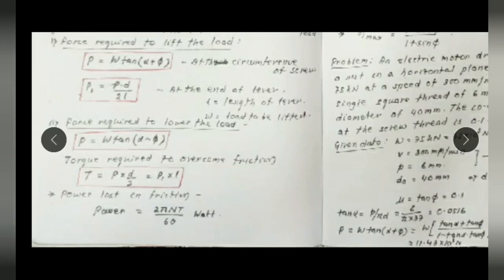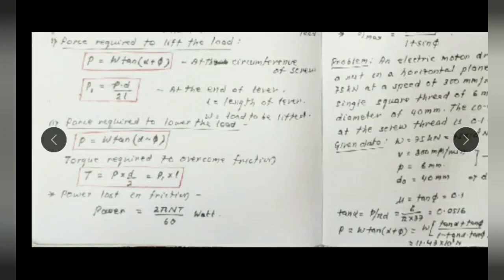Then the frictional torque required to overcome friction. What is the amount of torque to be used to overcome the friction? The formula is T equals P into D by 2, equal to P1 into L, where P is the force required at the circumference and P1 is the force required at the end of the lever. The torque must be in Newton meter.